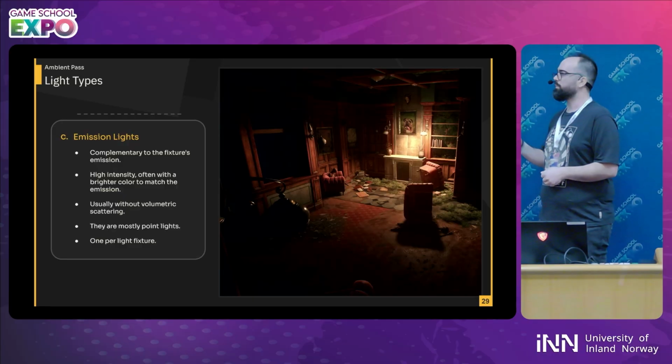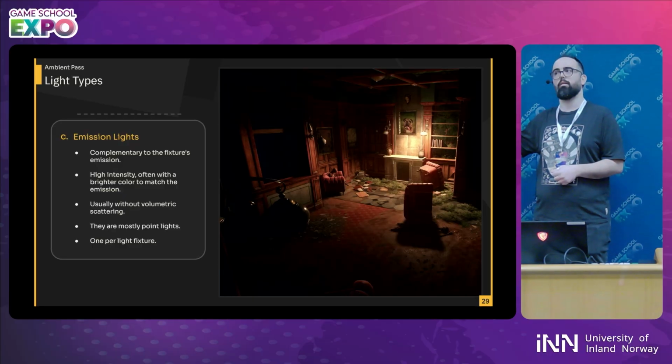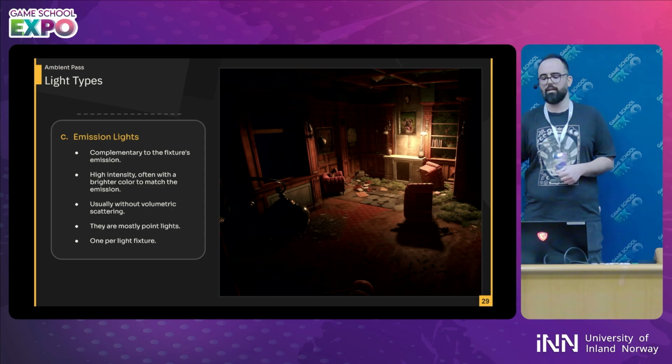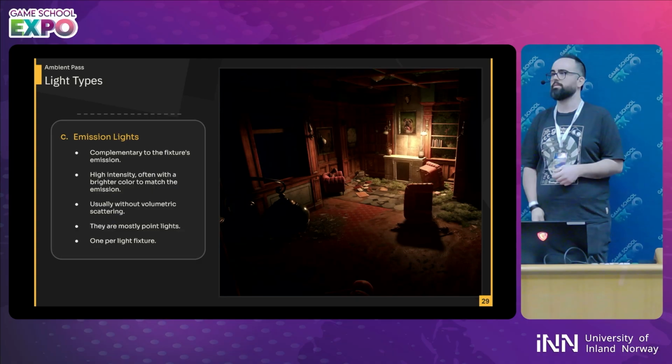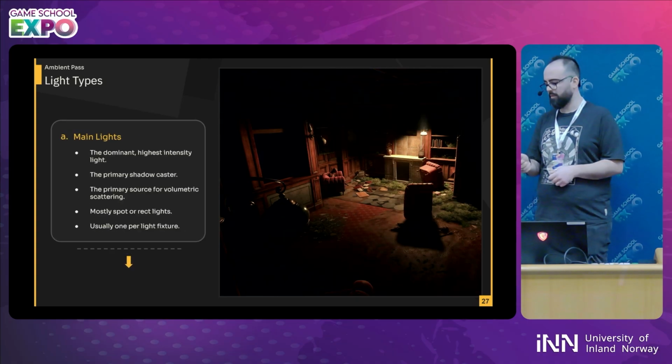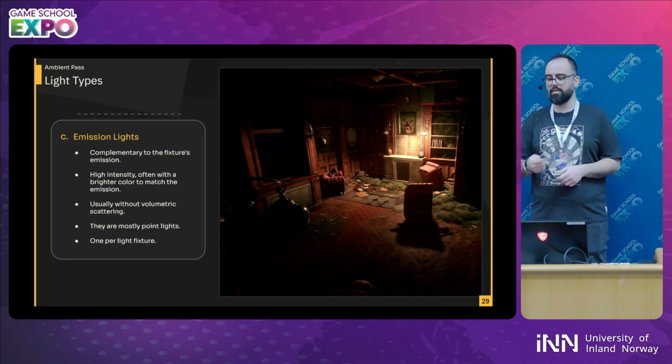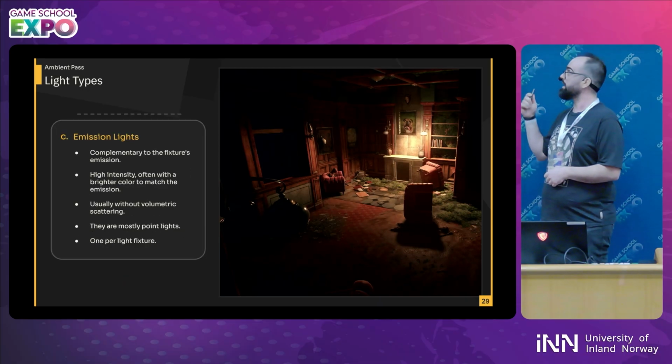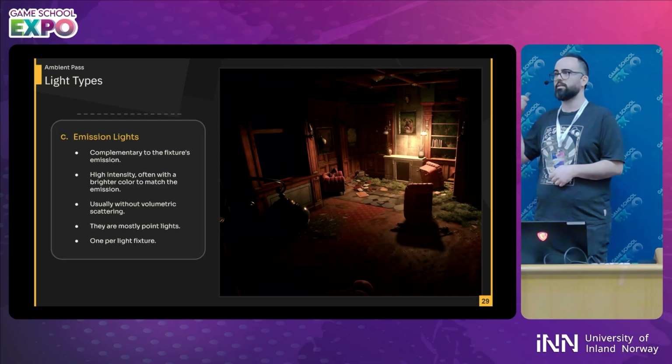An emission light tends to be bright, and without volumetric scattering. It's always one per fixture. We don't place more. So if I go back, this was just with one main light, and this is with all the lights together. And we do that for every single light.